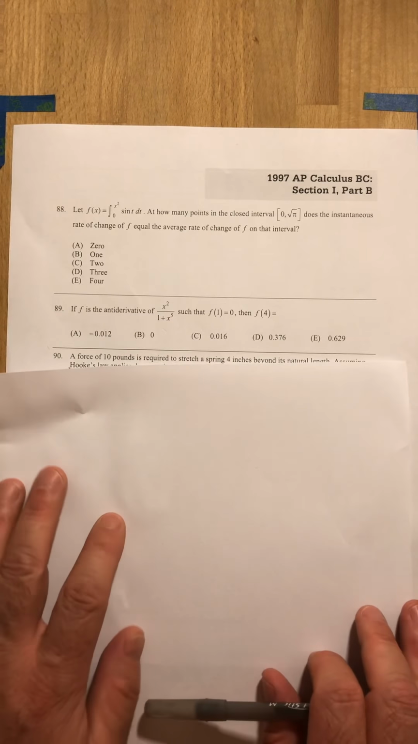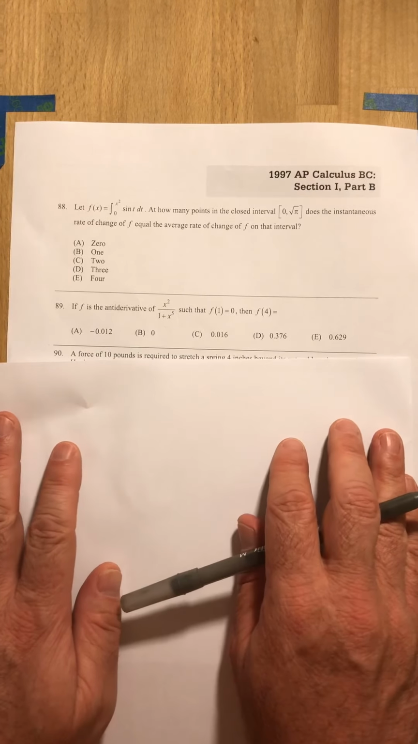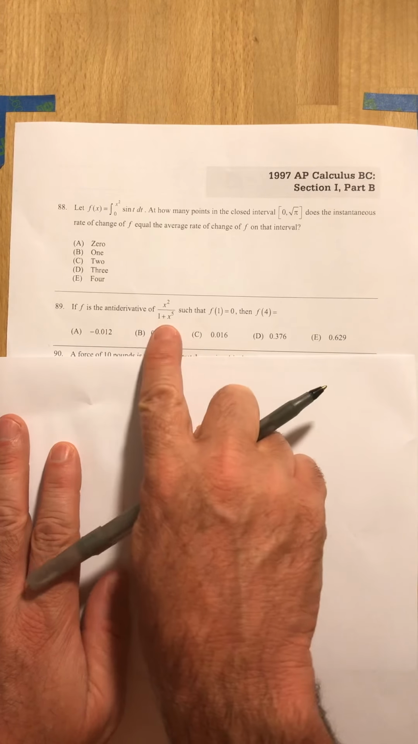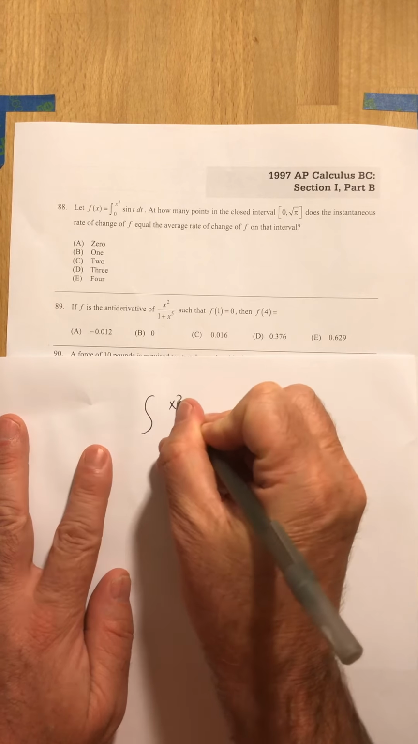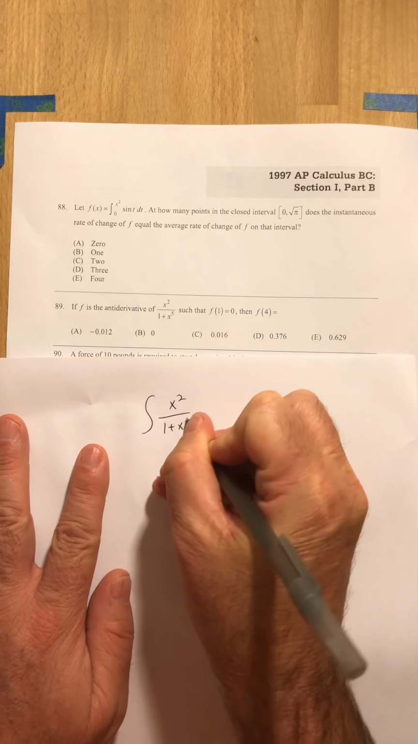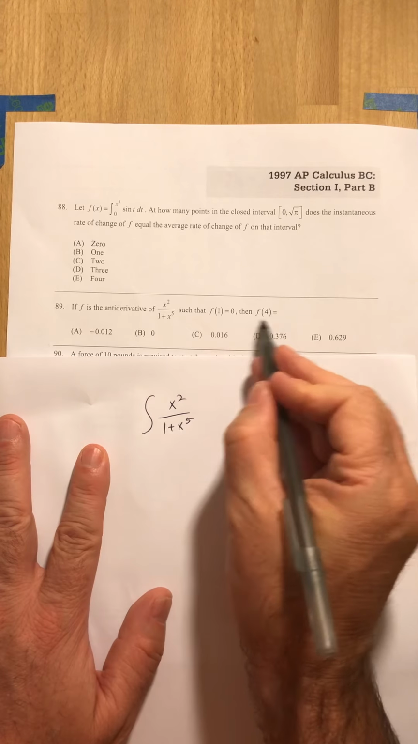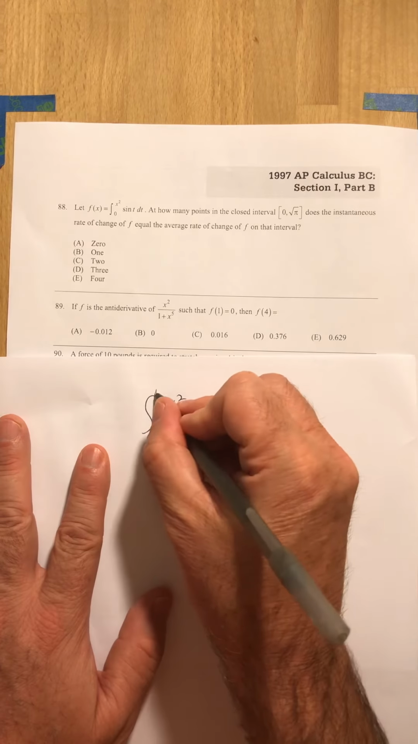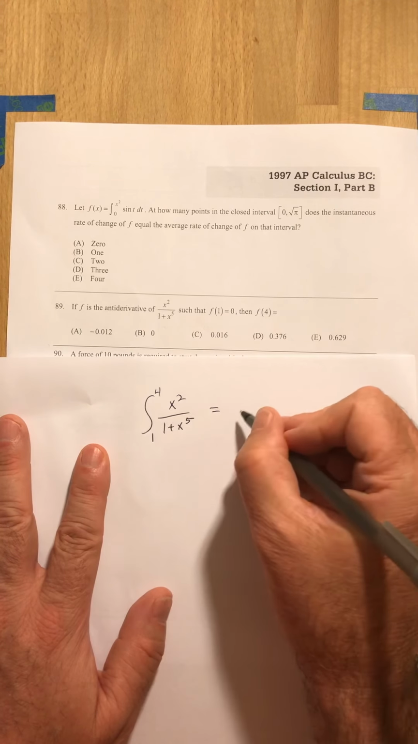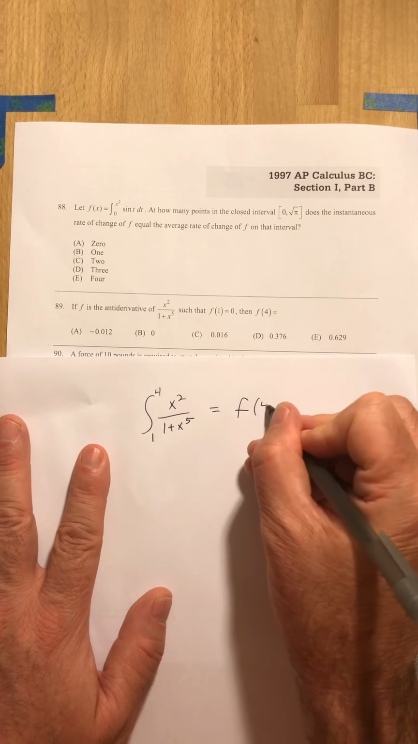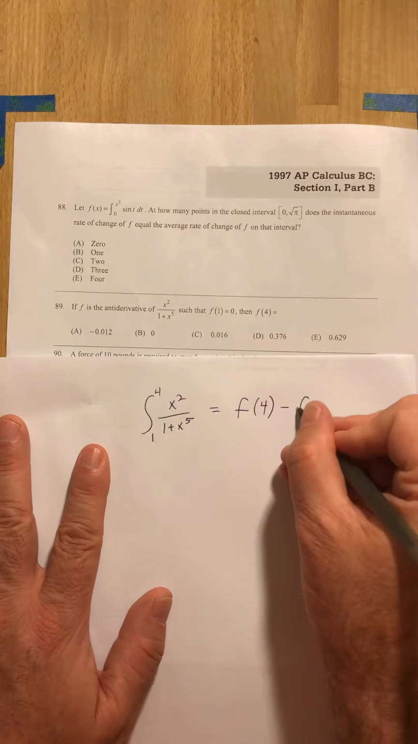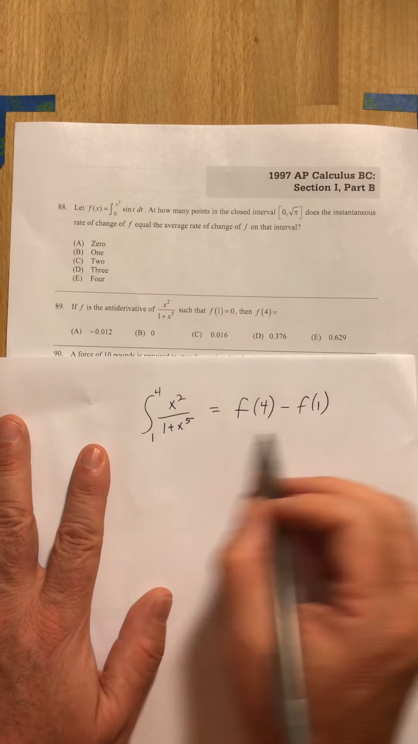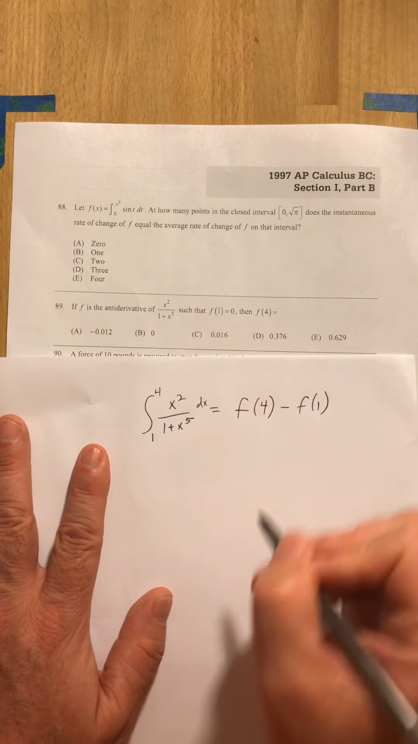All right, our last one is 89 here, so it's telling us that f is an antiderivative of x squared over 1 plus x to the fifth. And then it gives us two different values to compare, so I'm going to do an antiderivative from 1 to 4. And I know that the antiderivative is f, and so if I do f of 4 minus f of 1, that should be equal to this integral.